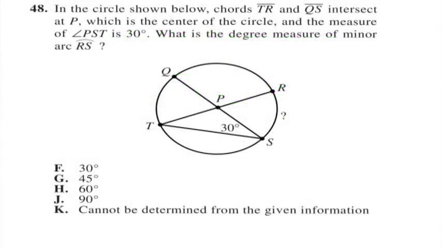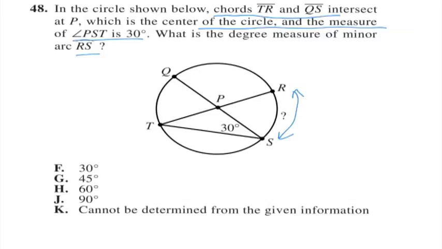Okay, now we're going to look at this one, and it tells us that these chords, TR and QS, intersect at P, which is the center of the circle, and the measure of PST is 30 degrees. What is the measure of the minor arc RS out here? So let's sort of take this apart.